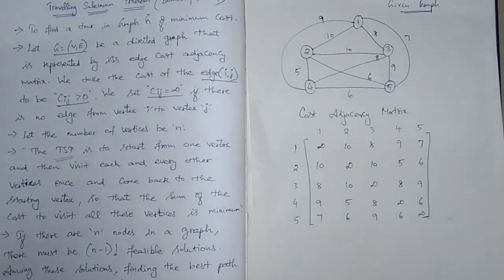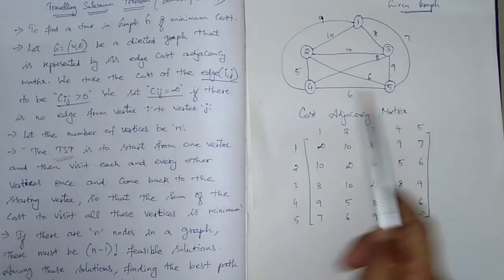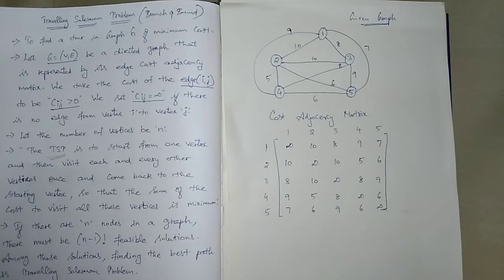So here we define the graph using vertices and edges, in the case of a directed graph, and it is represented by its edge cost adjacency matrix. The edges are represented as (i, j), and the cost of (i, j) is always greater than 0, and we set the cost of (i, j) equal to infinity if there is no edge from vertex i to vertex j. Also, the distance between a node and itself is said to be infinity.